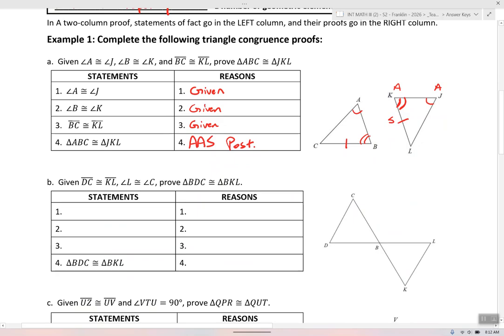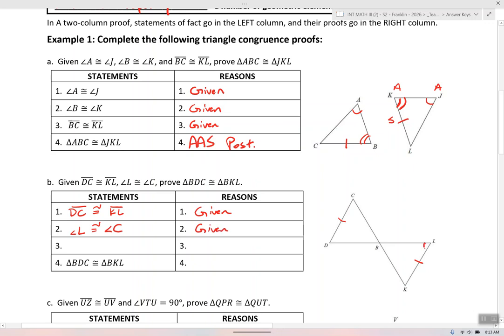Let's look at the next one. It says, given that segment DC is congruent to segment KL, and angle L is congruent to angle C, prove triangle BDC is congruent to BKL. So a little less is given to us this time, but not much less. So let's see, segment DC is congruent to segment KL. That was given to us. So we need that, DC and KL. We know that angle L is congruent to angle C. Should make that first angle symbol smaller. And that was also given to us.